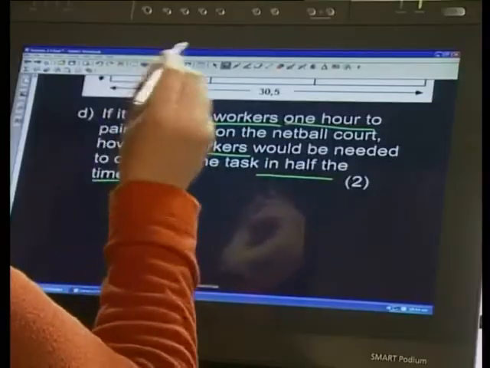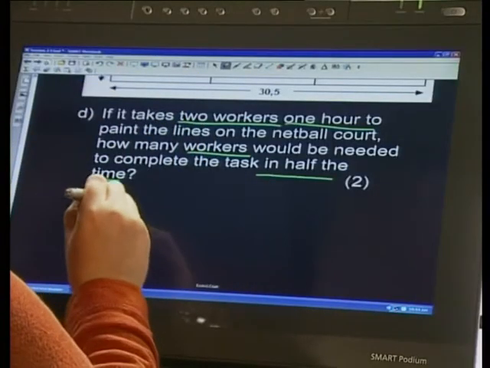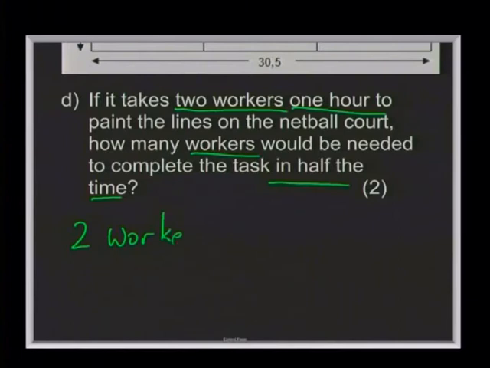So we've got 2 workers. Let's write out what we've got. We've got 2 workers who complete the task in 1 hour. Now we want to do this in half the time. So we're going to make that half an hour. We're going to take our 1 and divide by 2. So how many workers do we need to complete this in half the time? Now in this case, what we're dealing with is an indirect proportion.